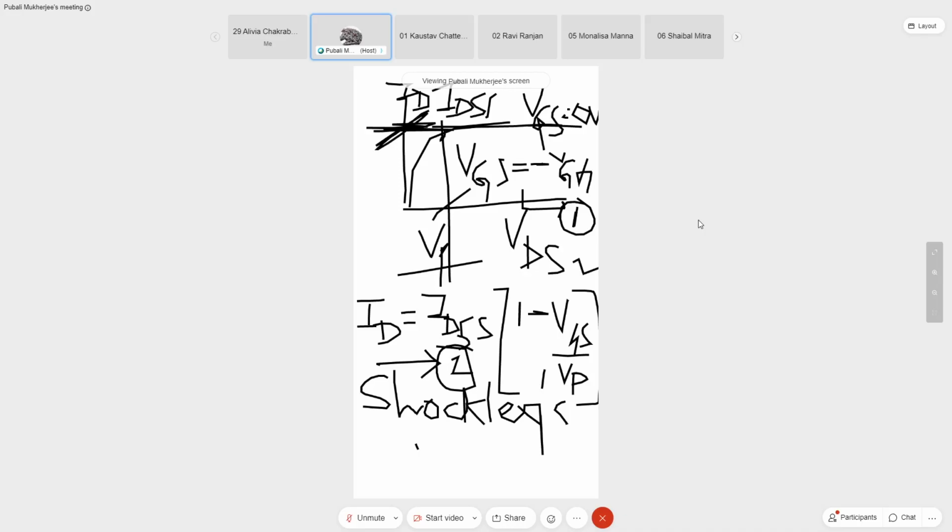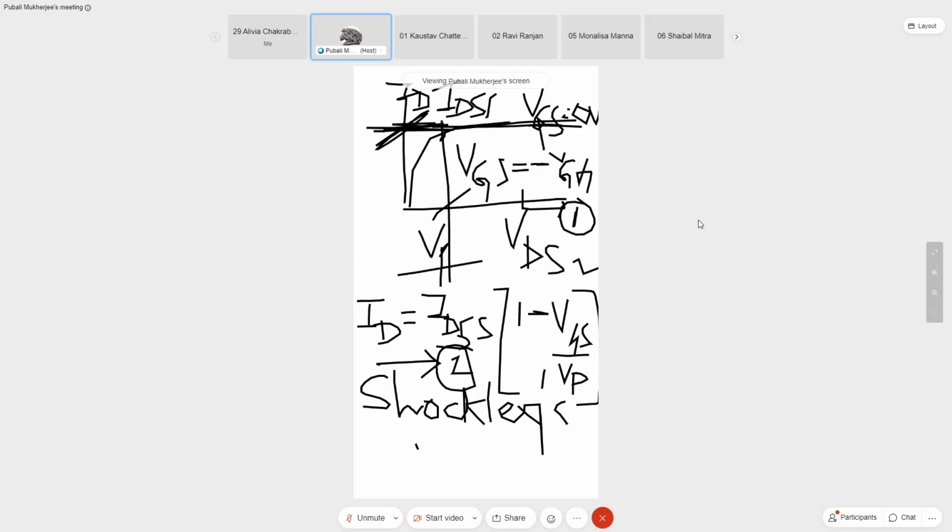So that is your second equation. Now we can go in for a mathematical solution of ID. If we know the IDSS value and the pinch off value, then for various values of VGS curves, we can find out the ID or the saturation current values.